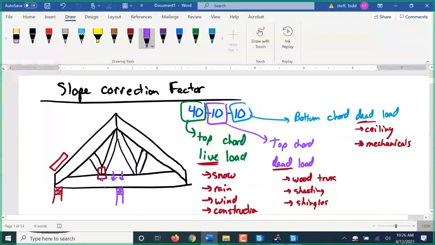Okay, so anyway, what was the point of going through all this loading of a truss? Well, it comes down to these two numbers here, the top chord live load and dead load. When they do the top chord loading, they do not account for the slope of the roof.